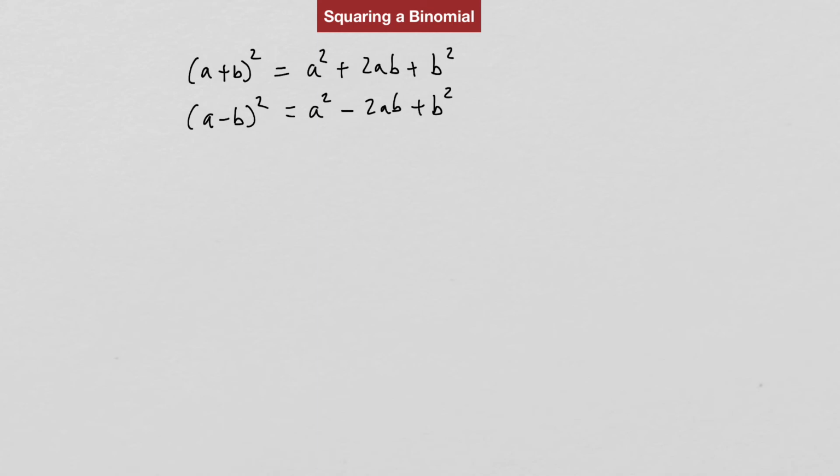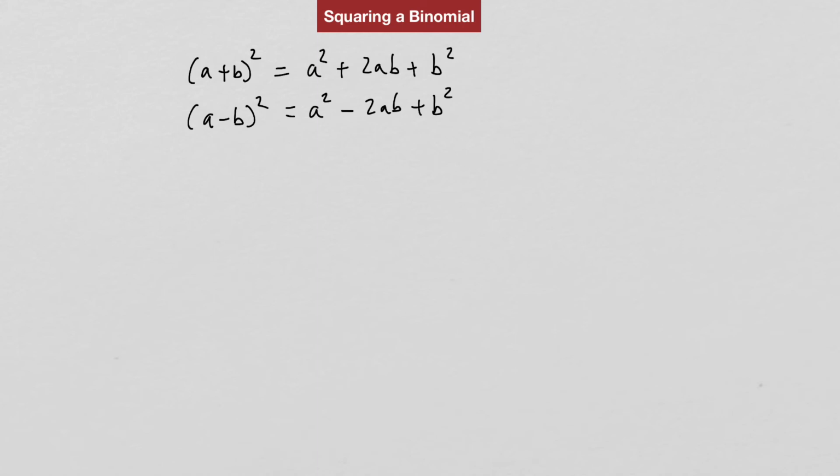You don't have to remember this. You can always still use the FOIL method, but if you do memorize this pattern, it'll help with your calculations, and it'll help you to multiply polynomials much faster. Okay, so let's take a look at a couple of examples here.